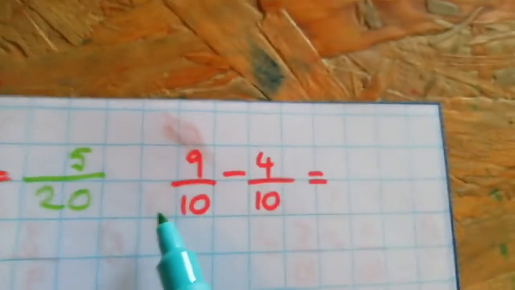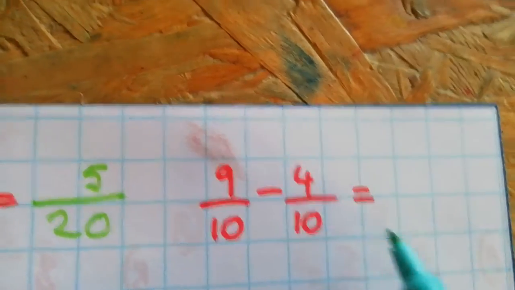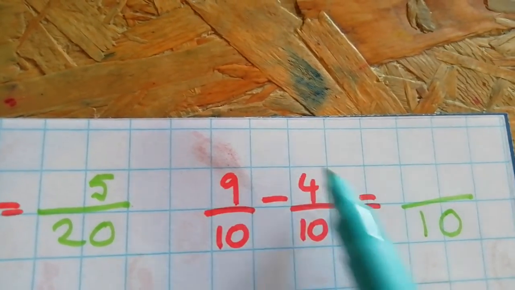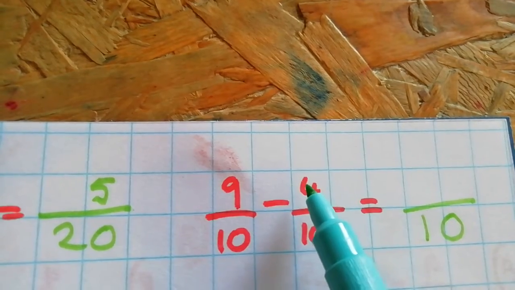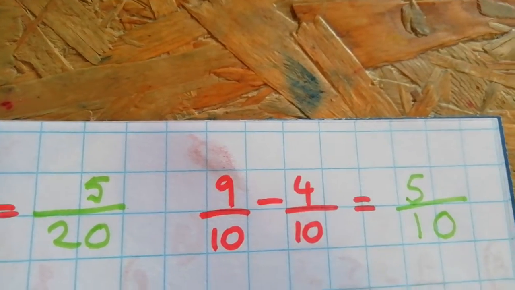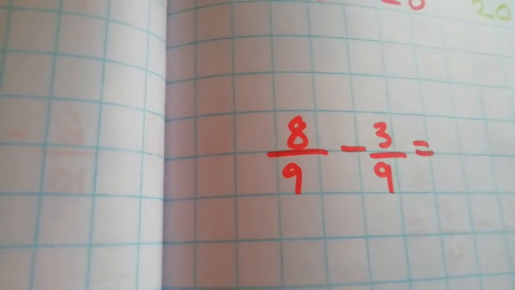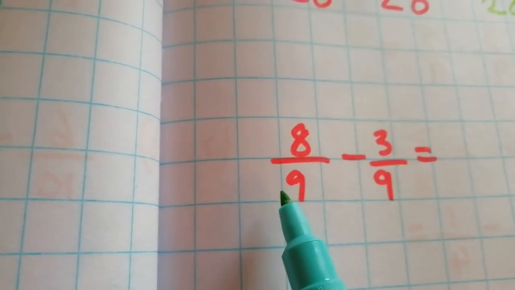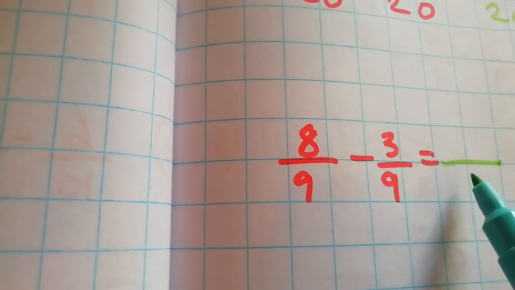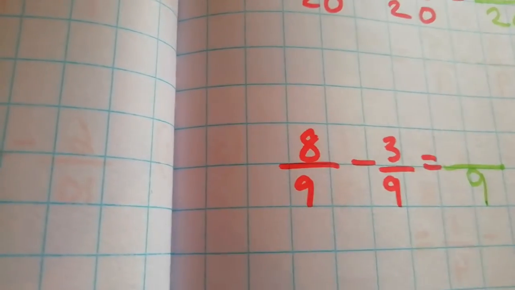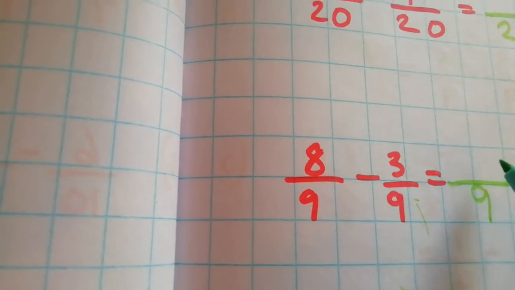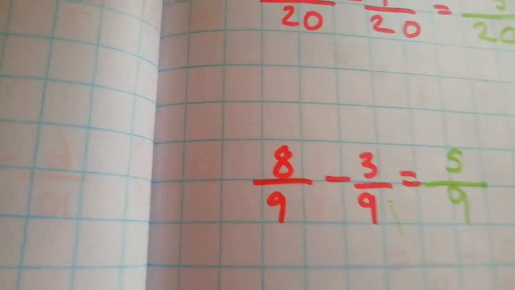Let's just check. We've got the same denominator on the bottom. So our answer can be in tenths. And now we just need to do 9 take away 4. 9 tenths take away 4 tenths is going to leave us with 5 tenths. Let's check. Yes, our denominators are the same. So we're going to end up with an answer in ninths as well there. We do 8 ninths take away 3 ninths. That leaves us with 5 ninths.